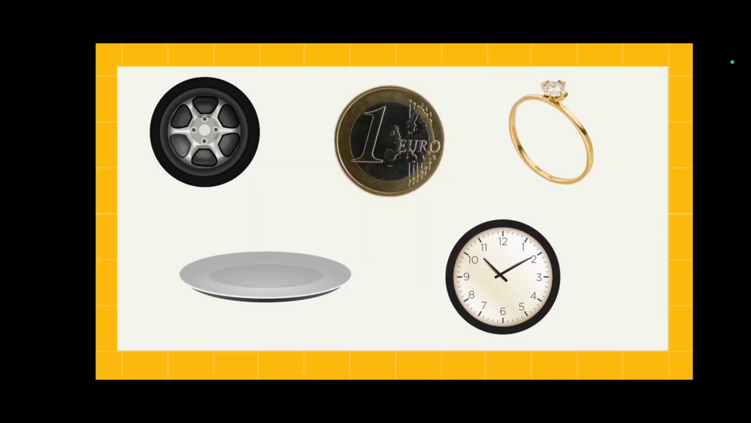Alright students, look at this slide. Can you identify what these objects are? We have the wheel of a vehicle, a coin, a ring, a plate, a wall clock and many more items that we use every single day. Now, let me ask you a question. What is common in all these objects? Yes, you are right. All of them are circular in shape.